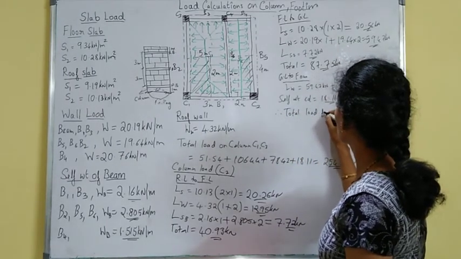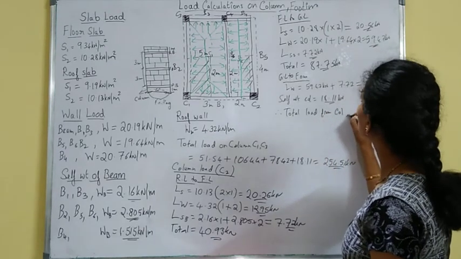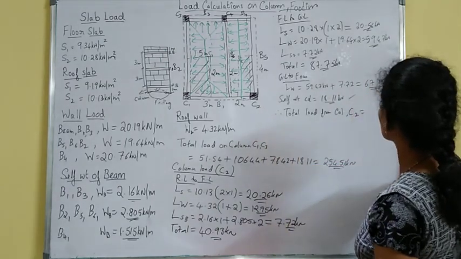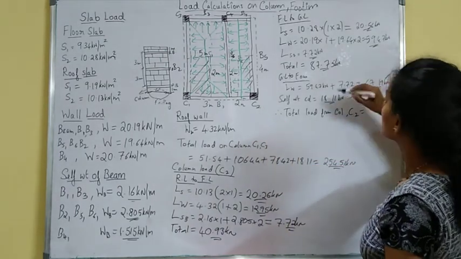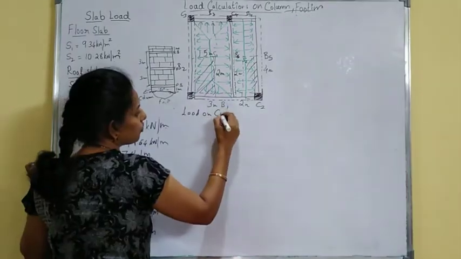Therefore total load from all, that is column, for column C, add everything, this sulfate and this and this. You will have total column C4.